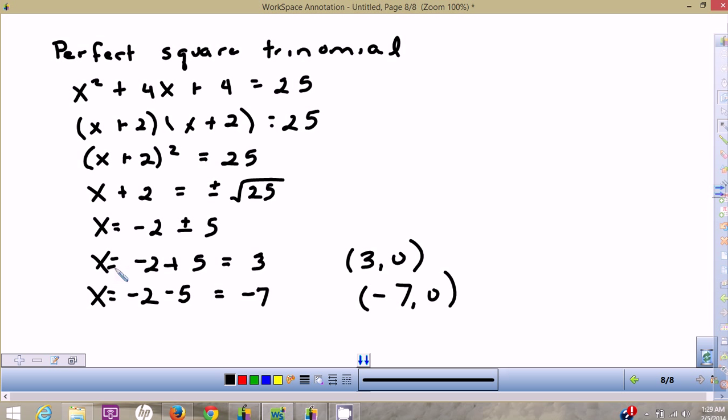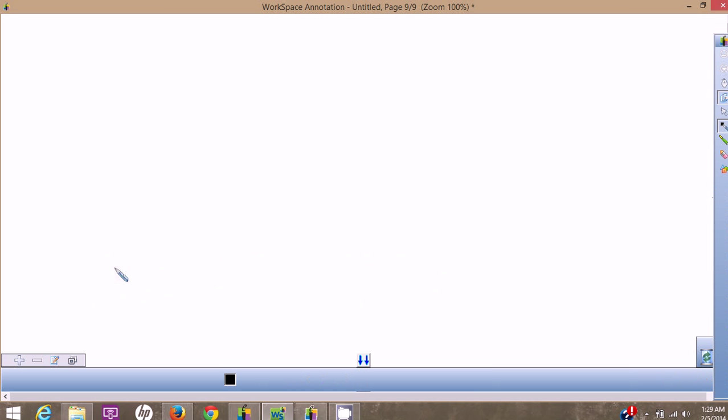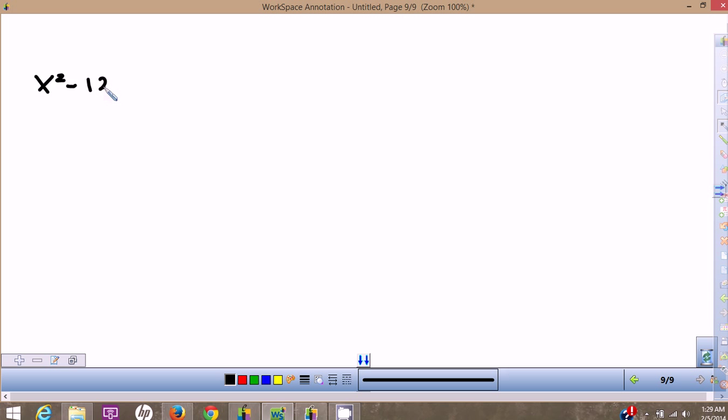But what happens when it's not? That's where our process of completing the square comes in. So we're going to look at completing the square on a quadratic that is not a perfect square trinomial. It's not a very intuitive process. In other words, you kind of have to memorize the steps when you are completing the square. So we're going to start with a problem, x squared minus 12x plus 7 equals 0. And we want to complete the square for this problem.